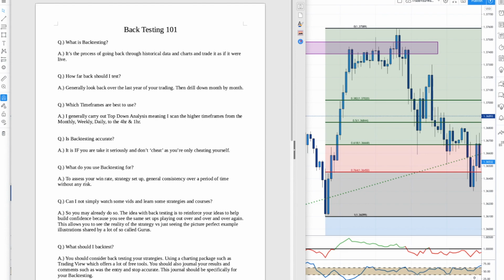And also we're saying that versus just seeing a picture-perfect example illustration shared by a lot of these so-called gurus, insta scammers that are out there. They'll show you the perfect setup, the perfect play. But the problem is that when you then go to do it for real and you're forward testing this, because you haven't actually backtested it, you'll scare yourself, and you probably won't even take most of these setups, because you'll be like, well, that's not perfect. It's not the perfect setup.